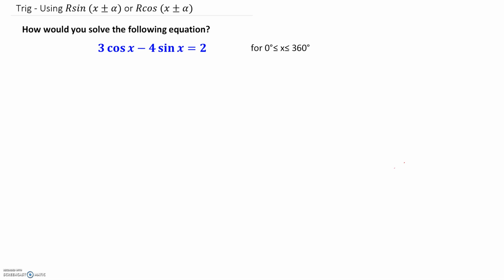Hello, here's a question that looks like it's going to be fairly straightforward. You've got to solve 3 cos x minus 4 sine x equals 2. And on first glance, you'd think you could just rearrange this, get tan x, but you might just want to pause the video for a minute, see if you can work out how you would rearrange to solve this equation.